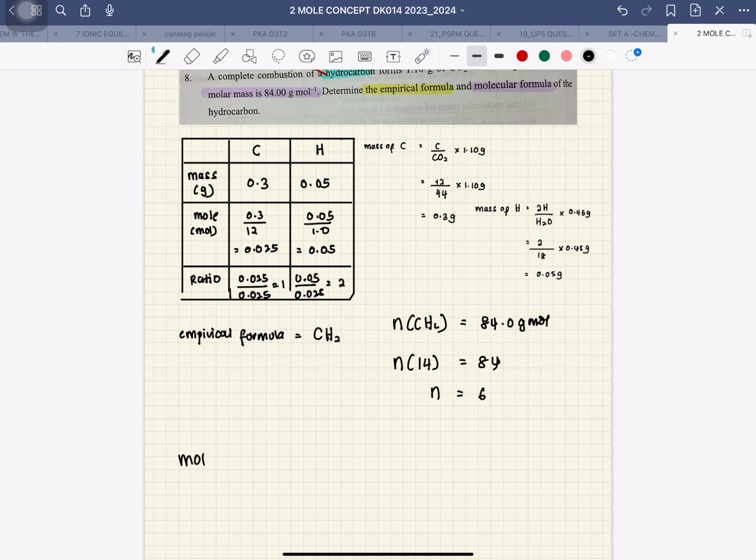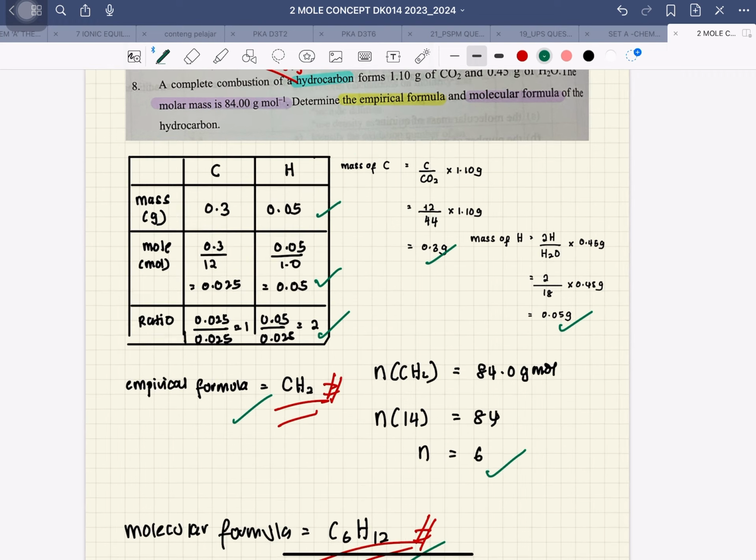Therefore, the molecular formula is C6H12. So this is how we solve this question. Okay. So usually this will be the mark for this one, this one, and this one.